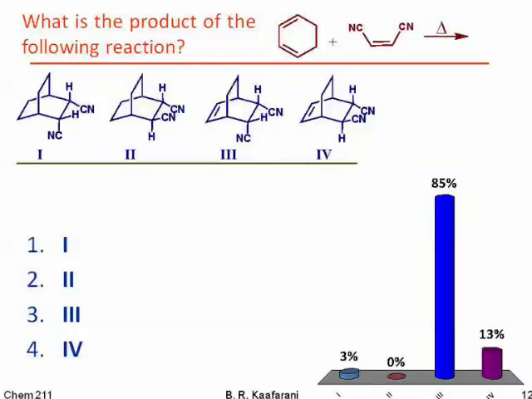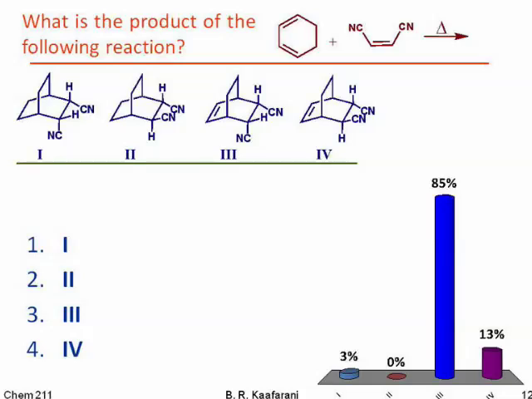85% answered 3, and that is the correct answer. This is a Diels-Alder reaction. And the Diels-Alder reaction is also a stereospecific reaction. Therefore, if you start with a dienophile where you have the substituents cis, you will get a product where the substituents are cis.